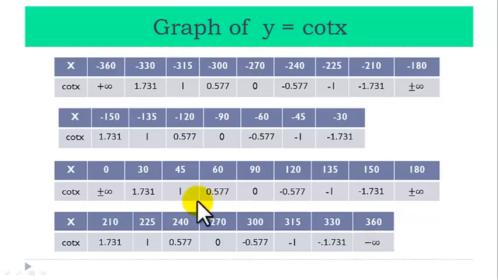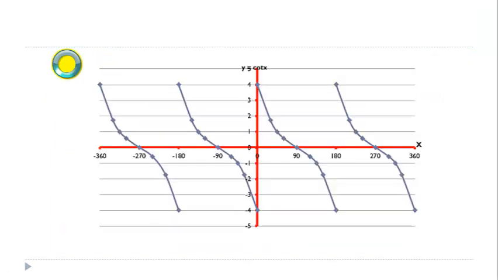We can now plot cot x on the vertical axis against x on the horizontal axis. And this is the plot. So this is the graph of y equals cot x.